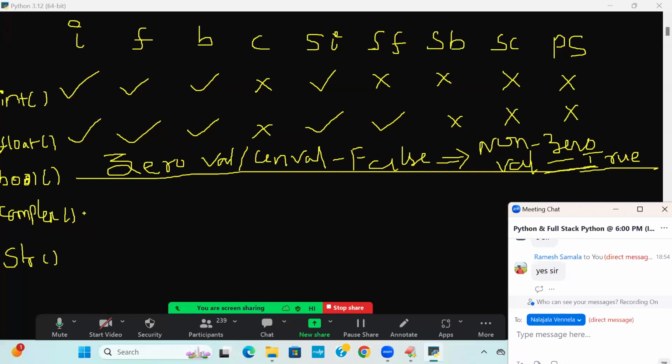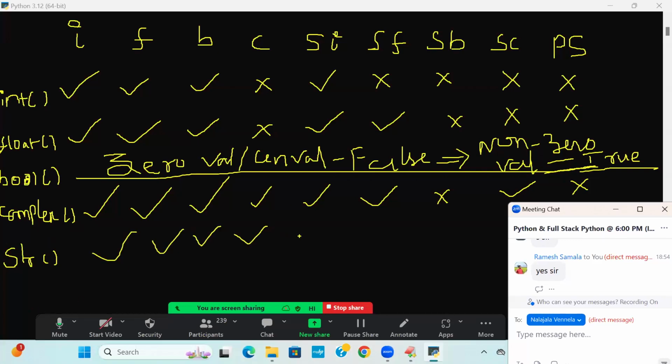Complex type. Come on. Possible, possible, possible, also possible. Complex to complex, straightforward. Also possible, also possible, not possible, possible, not possible. Str. All of them possible. This also possible and this also possible. So students, this also possible. One red symbol I am keeping. This is the possibility diagram. You need to remember this possibility diagram.